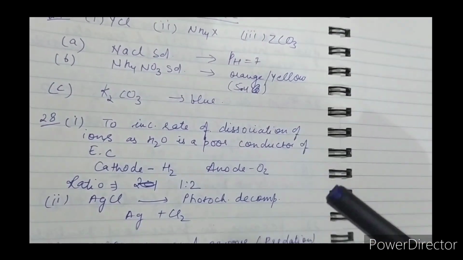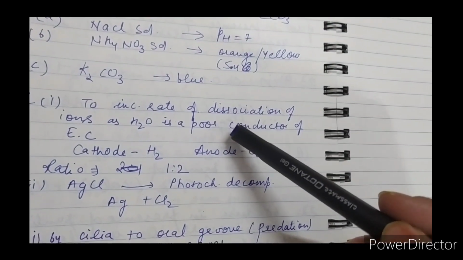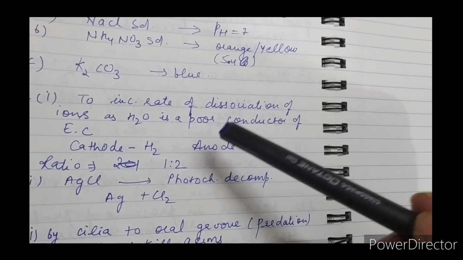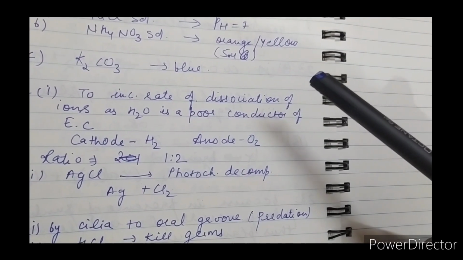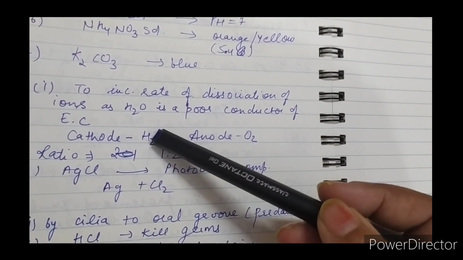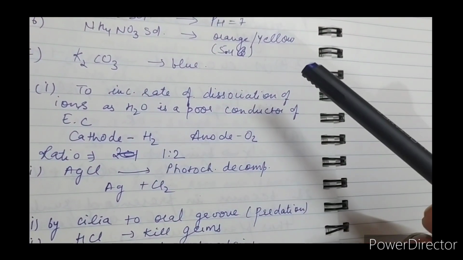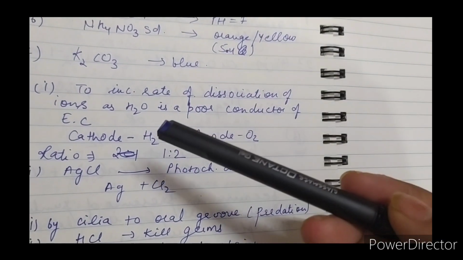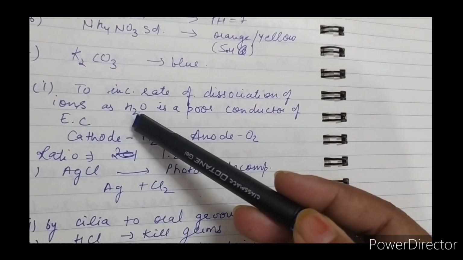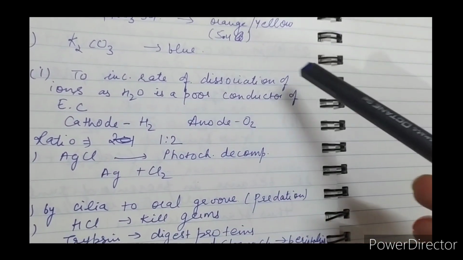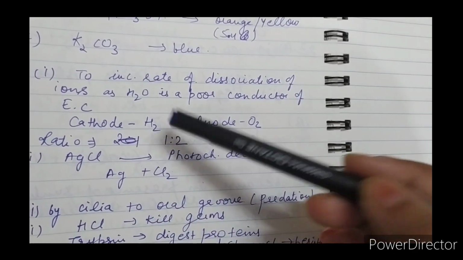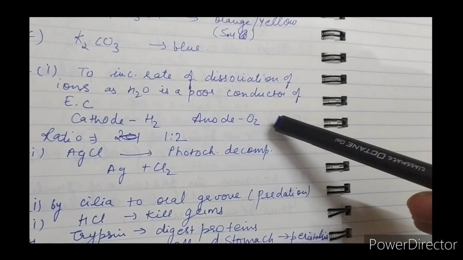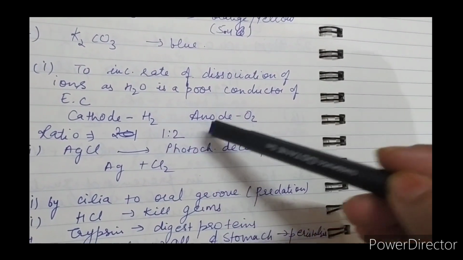Question number 28, why is acid added in electrolysis of water? To increase the ionization of water, because pure water is a poor conductor of electricity. So to increase the dissociation of the ions or formation of ions in water, we add a little amount of dilute H2SO4. At cathode you will get hydrogen gas, at anode you will get oxygen gas, and the ratio between them is 1:2 because they have asked you the ratio between anodic and cathodic gas.